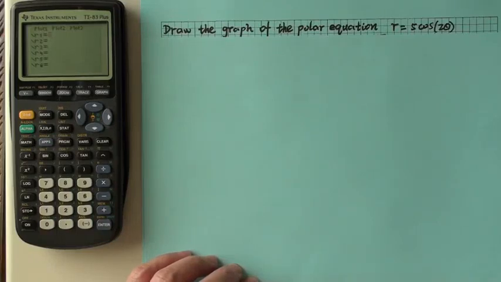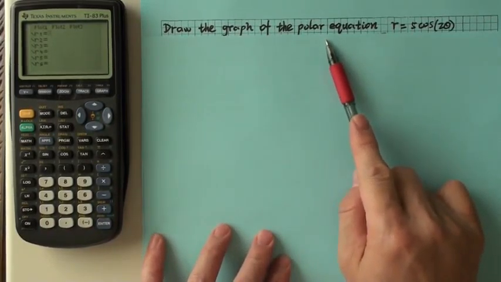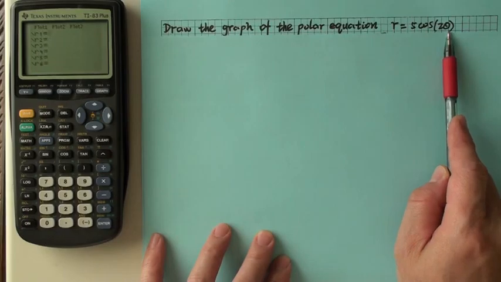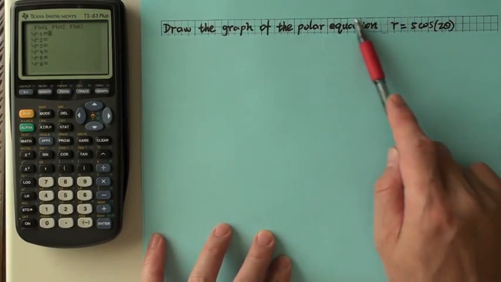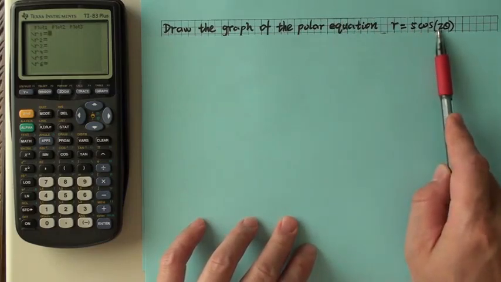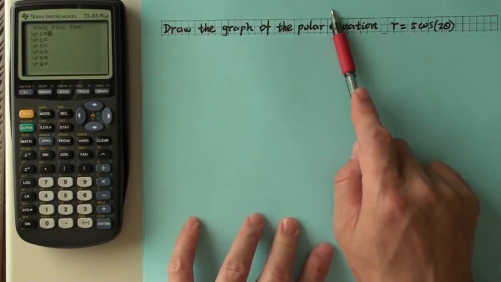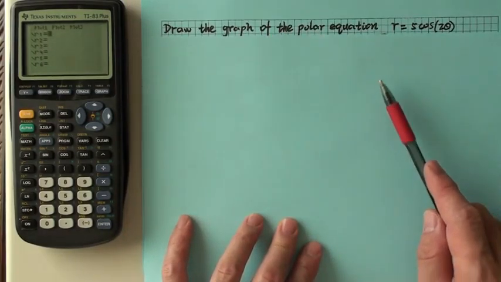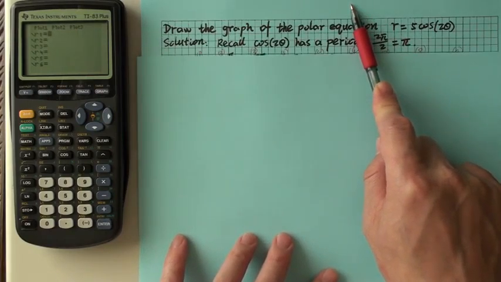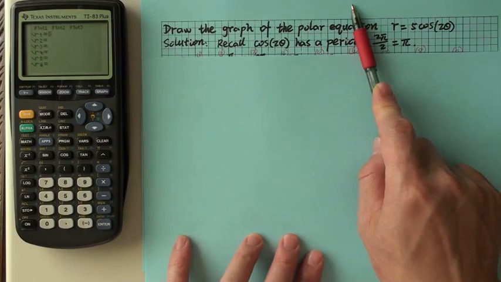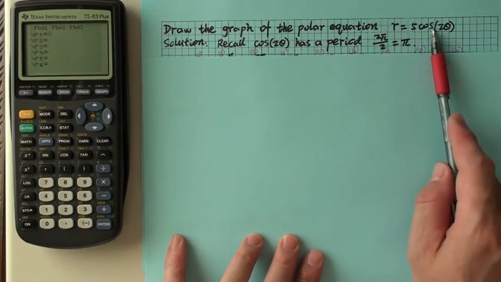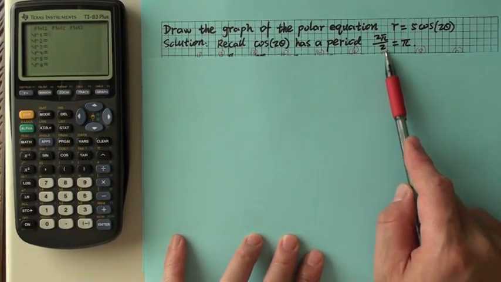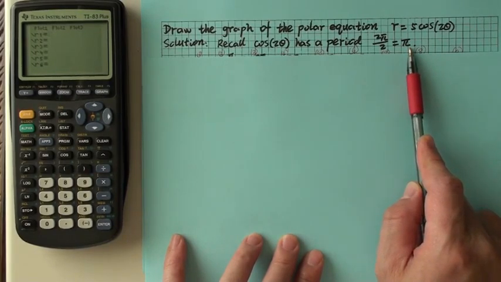We will talk about how to graph the polar equation r equals 5 cosine 2 theta. We will first graph this one without using a calculator, and then later on we will use the calculator to help us. We know cosine 2 theta has a period 2 pi divided by 2, which is pi.